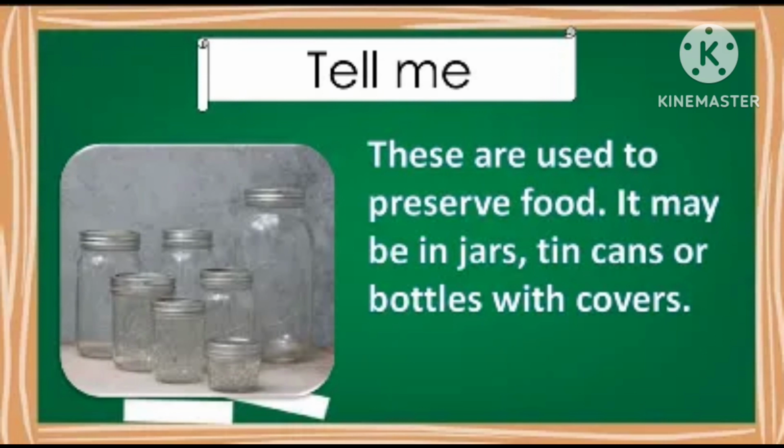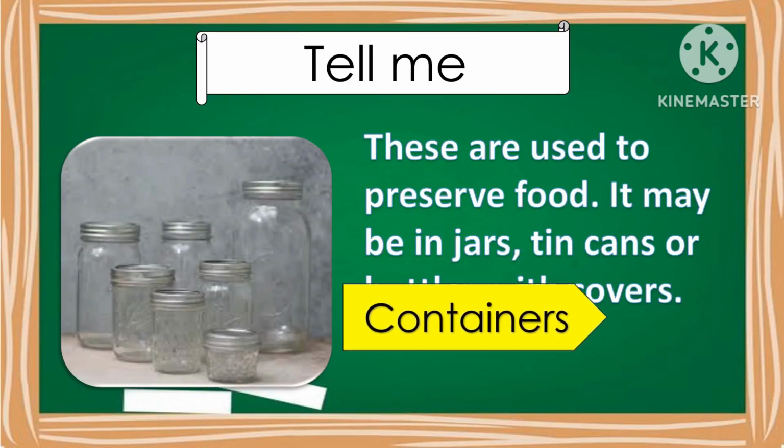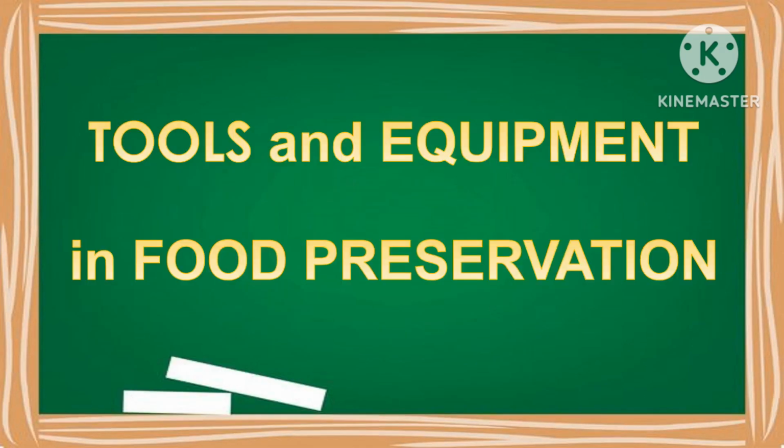For the last item, these are used to preserve food. It may be in jars, tin cans, or bottles with covers. What item that I am referring to? If your answer is containers, you got it right. Those objects that you tell me are included in the tools and equipment used in food preservation. That will be our topic for today.